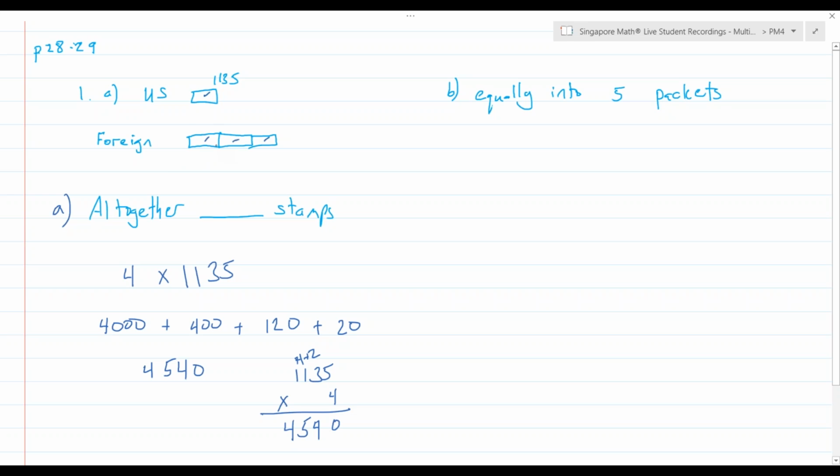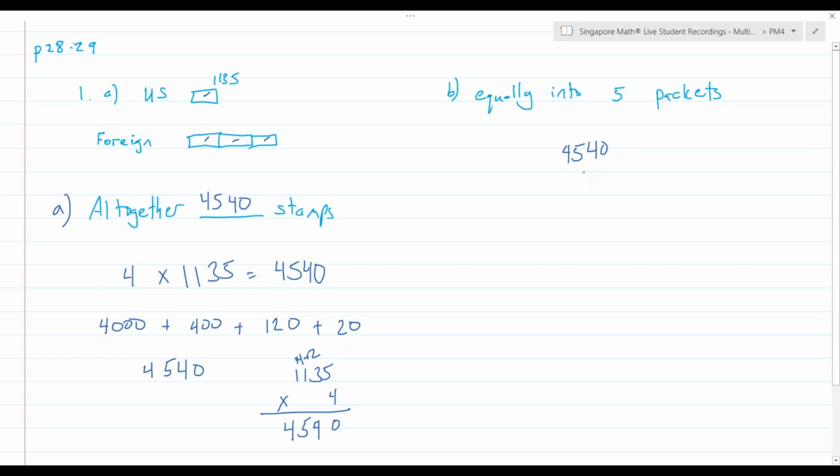We read it, we drew it, we wrote the math sentence for it. Here's how that math sentence ends, and then we answer the question. Altogether, there are 4,540 stamps. Then the next question asks, if Sean puts his stamps equally into 5 packets, how many stamps are there in each packet? So we have a total of 4,540 stamps. Currently they're in 4 equal groups, but I want to put them in 5 equal groups.